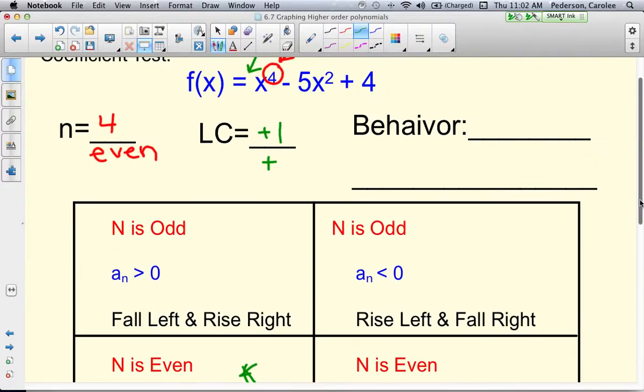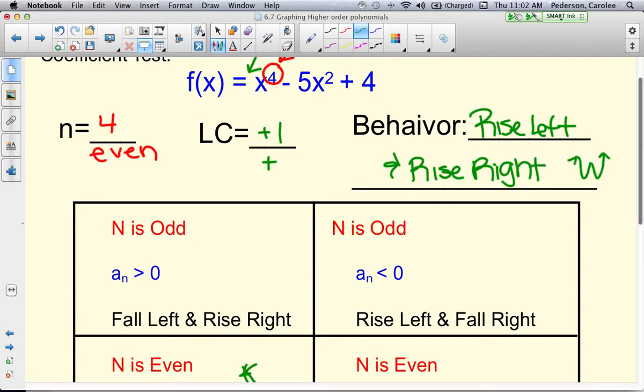So I'm going to rise on the left and rise on the right. So that means I'm going to have a shape of a W, since that was a quartic. But you just have to identify what the end behavior is.